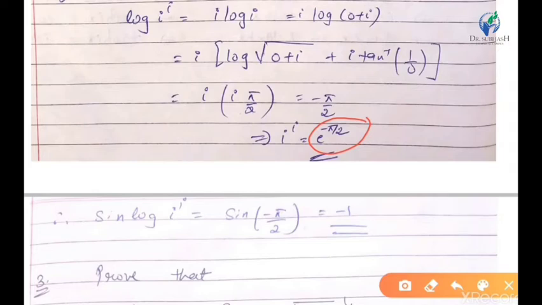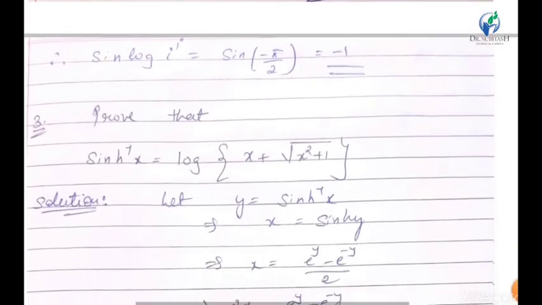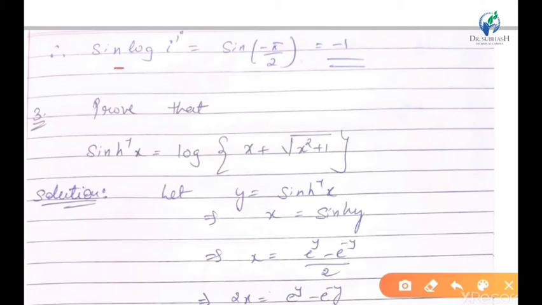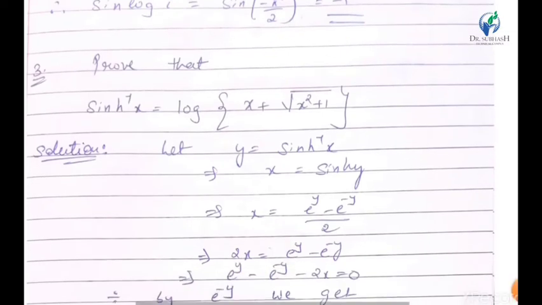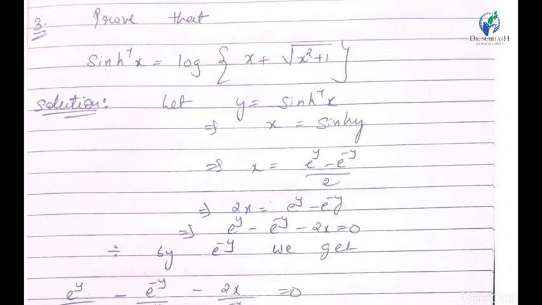Now we will find the value of sin(log i^i). Now we will put this value. Sine will be as it is. We have found the value of log i^i as minus pi by 2. So sine of minus pi by 2 will be equal to minus 1. Now let us move to the inverse hyperbolic examples.